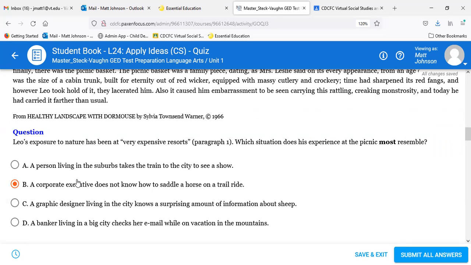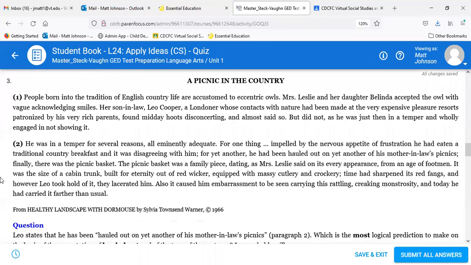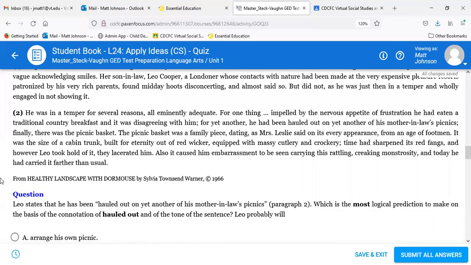The other ones just don't have that same feel. A person living in the suburbs taking a train to the city, they might be used to that. A graphic designer that knows about sheep, and a banker living in a big city who checks her email while on vacation in the mountains, that actually sounds like something most people would do. The idea here is that somebody is out of place, and that's the connection. So B is the answer for 2, and we have the same passage for 3.